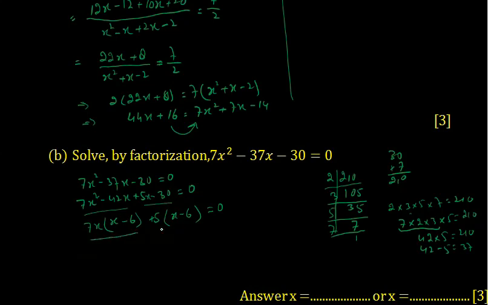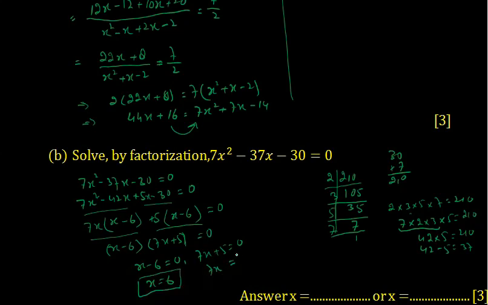Now there are 2 terms, and still we can take x minus 6 common, and the remaining is 7x plus 5 is equal to 0. So these two become the factors of the given equation. Now we have to solve this. So x minus 6 could be 0 and 7x plus 5 could be 0. So one answer is x is equal to 6, when minus 6 goes across the equal sign, it becomes plus 6. And 7x plus 5 equal to 0, 5 goes across and becomes minus 5, and x is minus 5 upon 7. So the two answers are here.